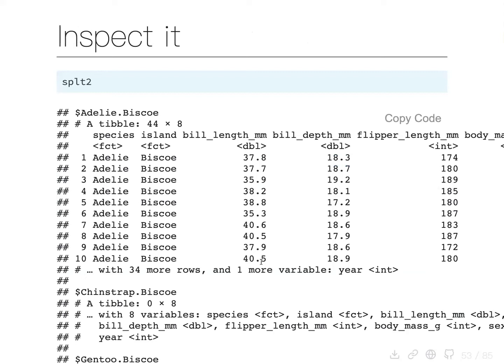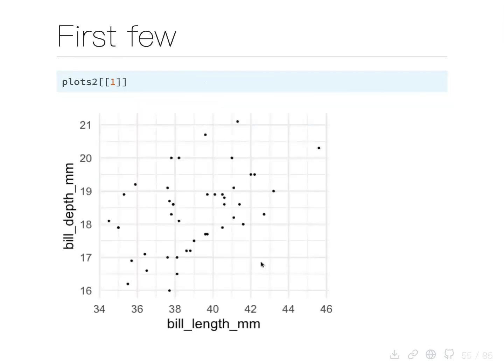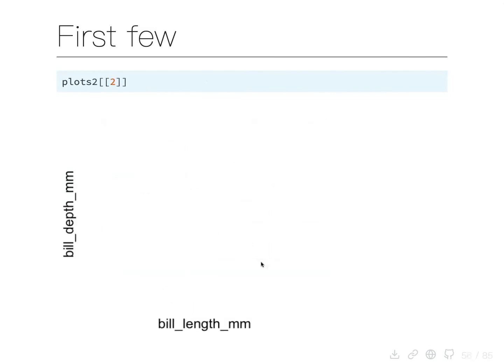So this is all the data for species Adelie and island Biscoe, all right? And then this is all of them for species Chinstrap, island Biscoe. Notice there's none, right? There's 0 rows in that data frame. Now we can loop through this if we wanted to and create some plots. It's not any more difficult. And we can look at the first few, right? There's 1. There's 2, right? There is nothing on 2.